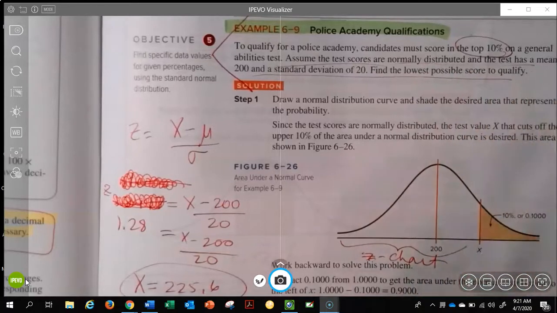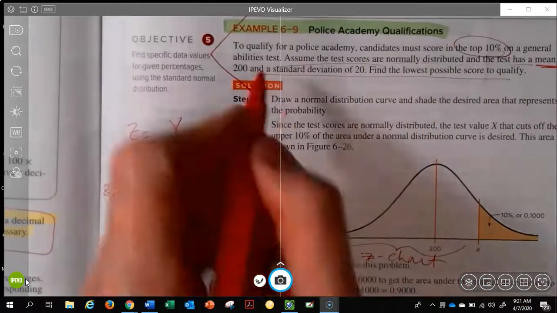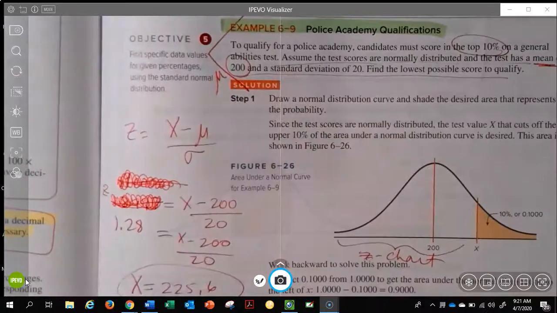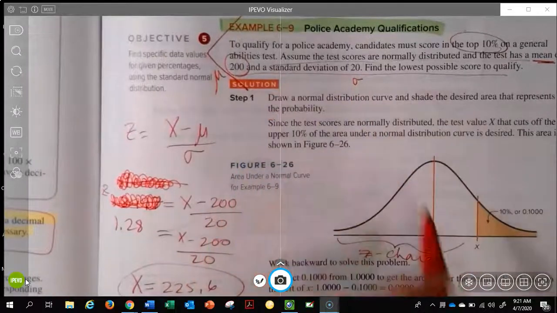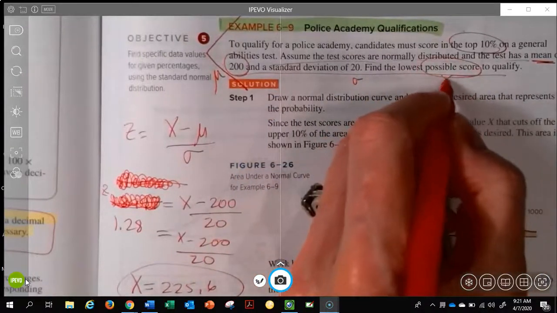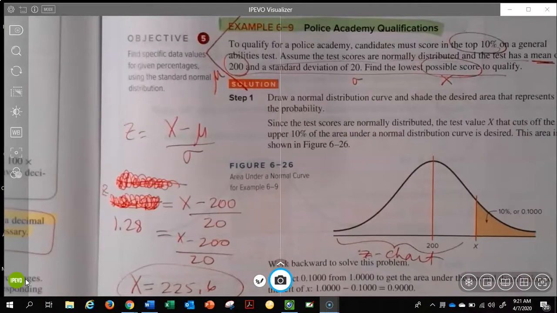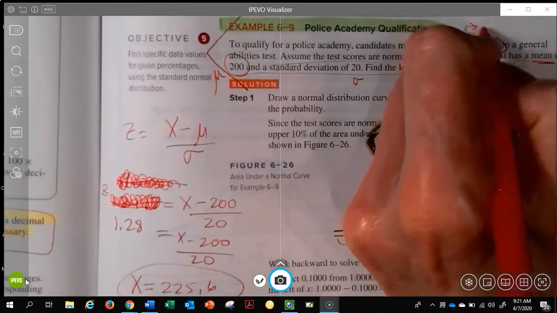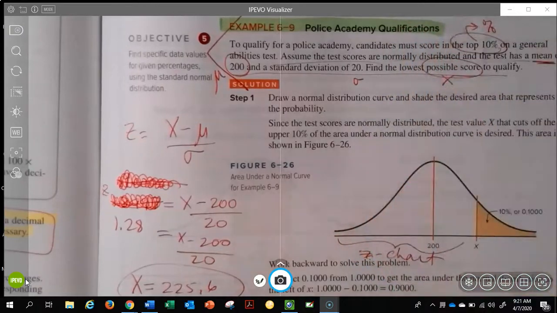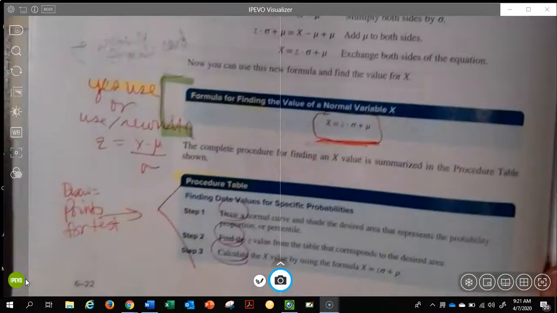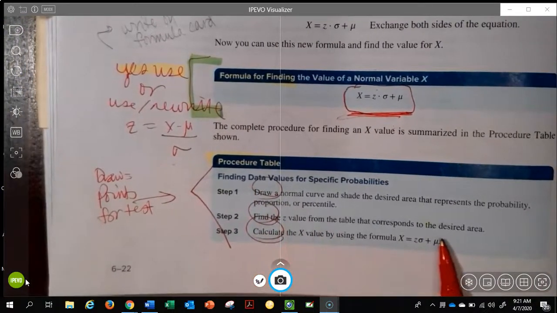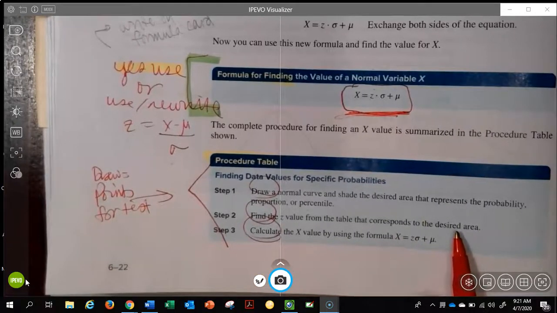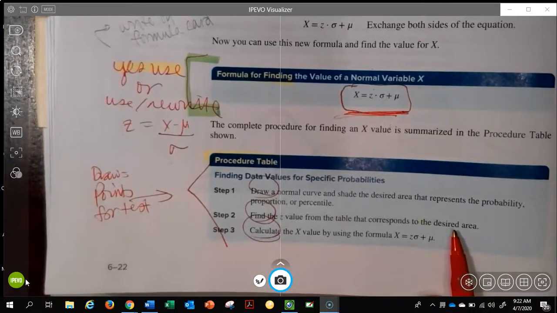And the test has a mean. Aha, we have some information. It has a mean of 200. I would mark it up. And then it has a standard deviation of 20. Find the lowest possible score. We're going to be looking for x. So they gave us the percentage, and then over here it said draw a picture, find the z value from the table that corresponds with the desired area. We've got that 10%. We're going to have to do something with it based on what we learned in 6.1.